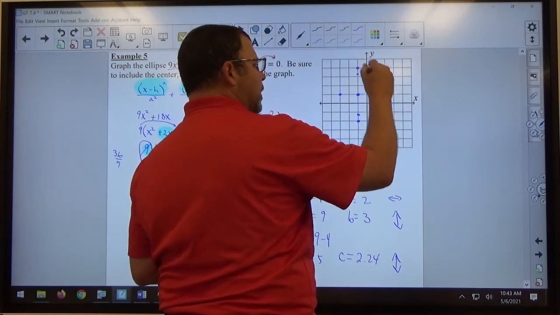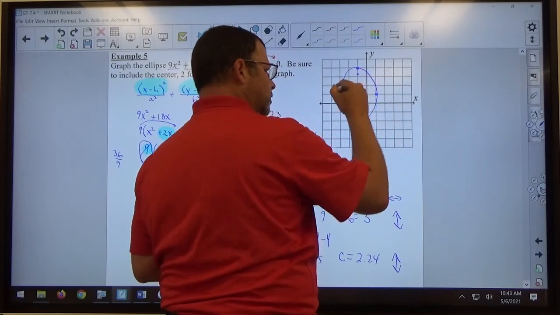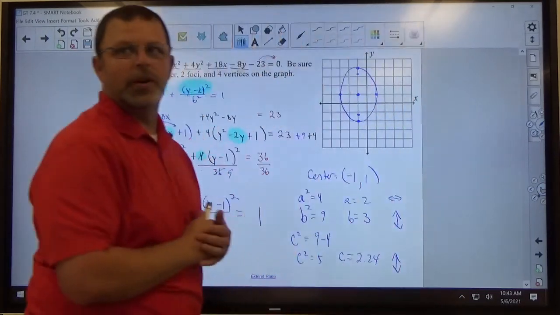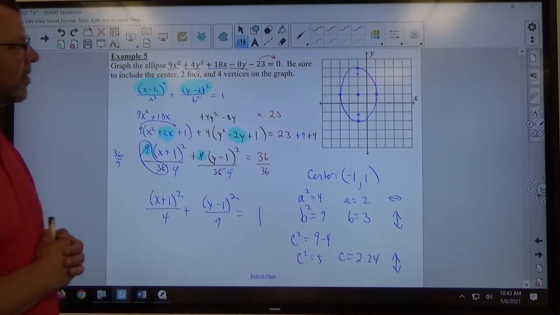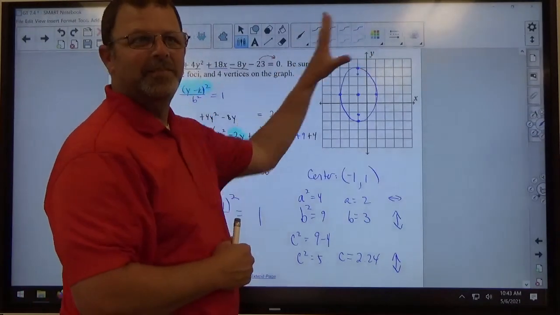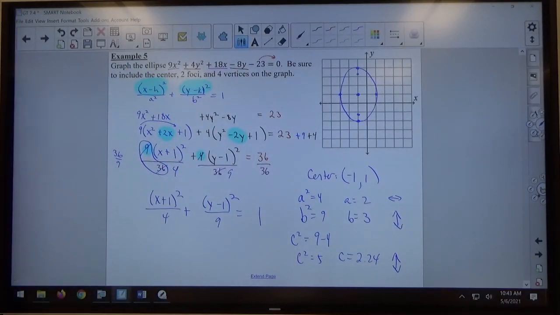The outside 4 dots get connected to make my ellipse. Connect them with a nice, somewhat nice elliptical shape there. It's kind of like you got punched and kind of askew over there a little bit. But anyway, draw as pretty as you can. Try and hit the 4 vertices, make it look elliptical. Best of your ability. I'm not grading on artwork, but make it look somewhat elliptical.